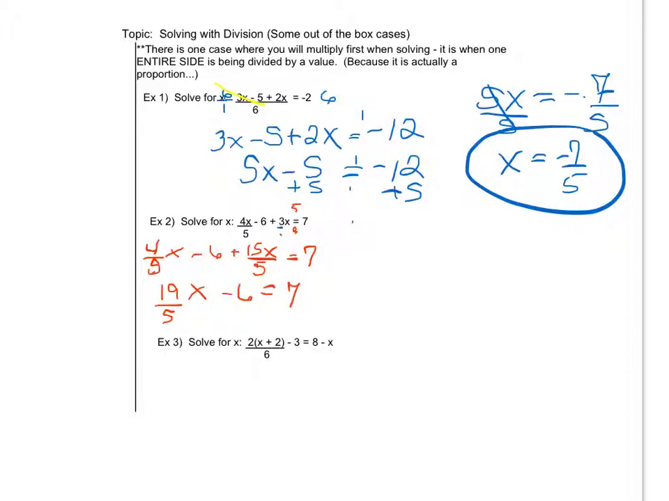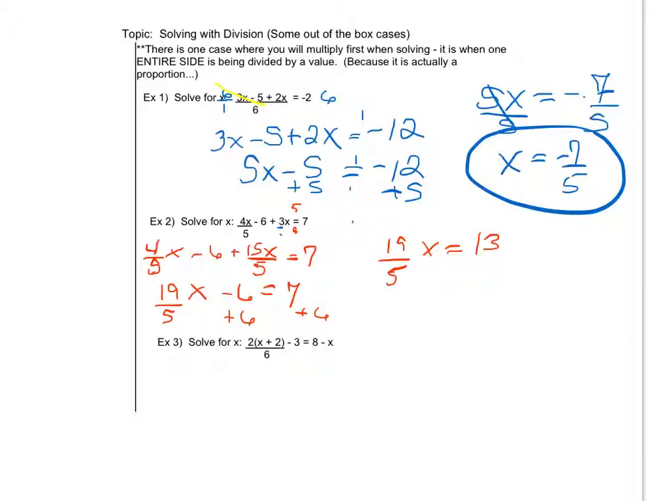Minus 6 equals 7. Now from here I can get rid of anything that's not attached to the variable. I can get rid of the minus 6 by adding, giving me 19 over 5x equals 13. So now from here, how do I get rid of 19 over 5? Well, if you remember, if you multiply something by its reciprocal, everything cancels out. Everything turns to 1.